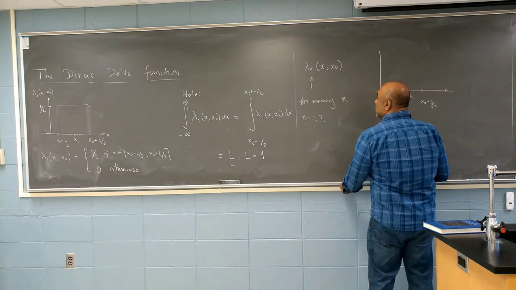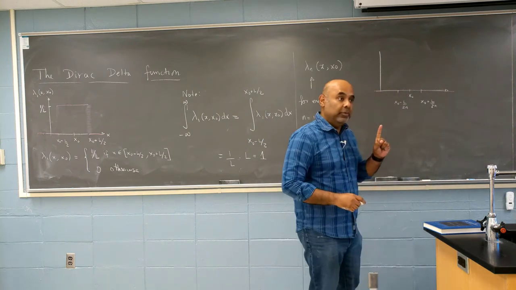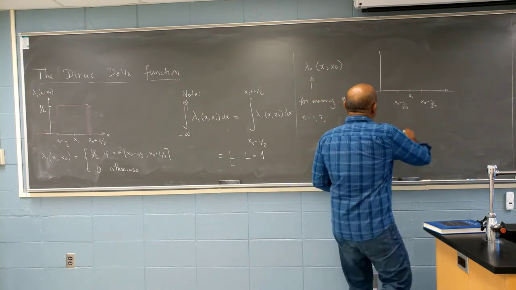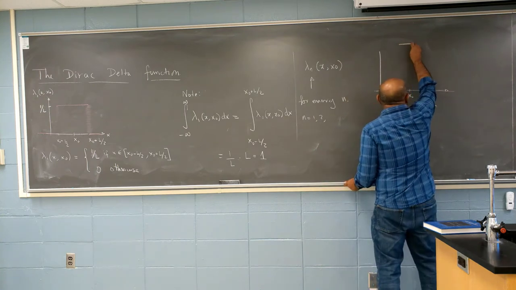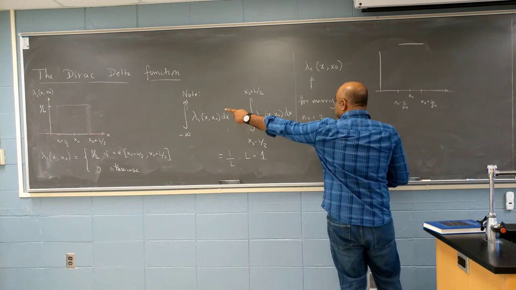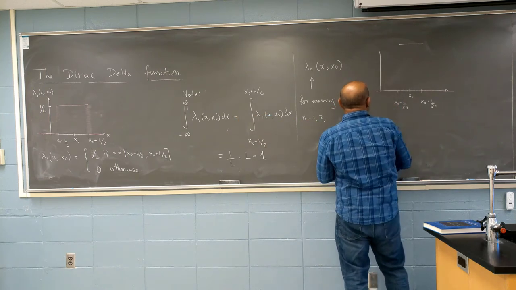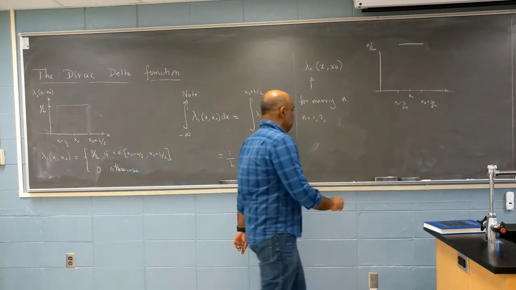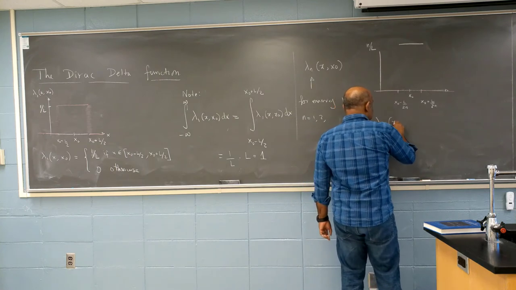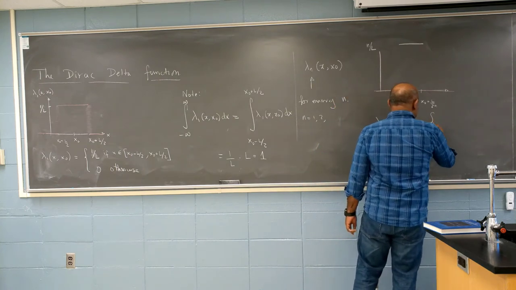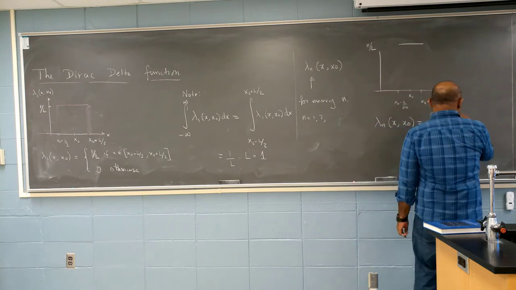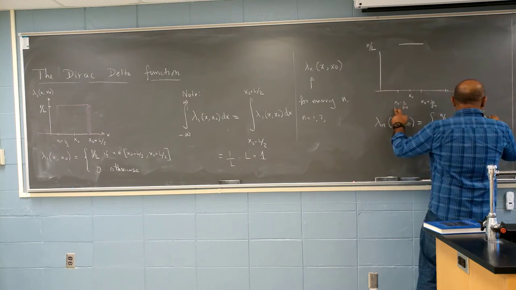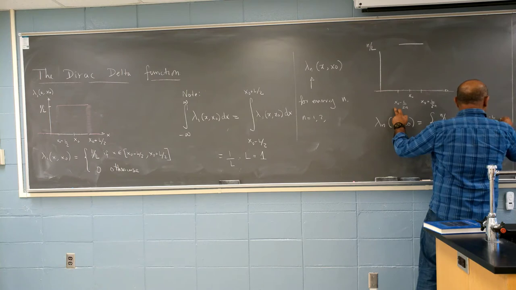I'm going to make it 1. No. Do I want the height to get taller or lesser? Bigger. So, first of all, let me draw it like this. And that's 1/L. I'll make this n/L. So, lambda n x0 equals n/L when x belongs to x/L. Well, let me write this down.